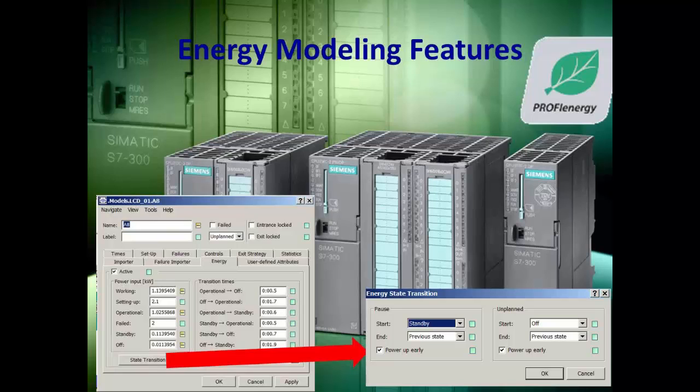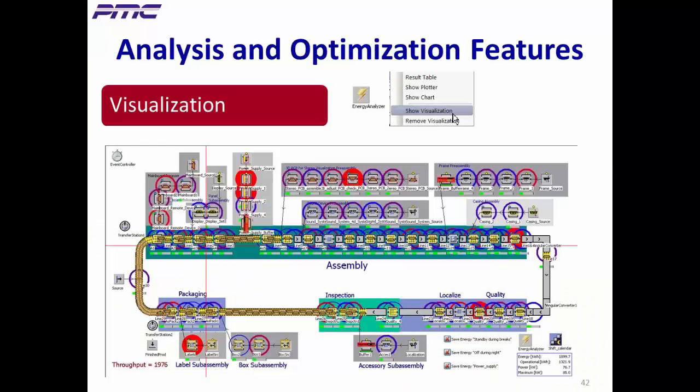The Energy Analyzer's Objects Show Visualization option lets you quickly pinpoint areas of high energy use. Stations and conveyors with the highest energy consumption are surrounded by a solid red circle. Open red circles have slightly less consumption. Purple circles are intermediate consumption, while blue circles are the lowest consumption.